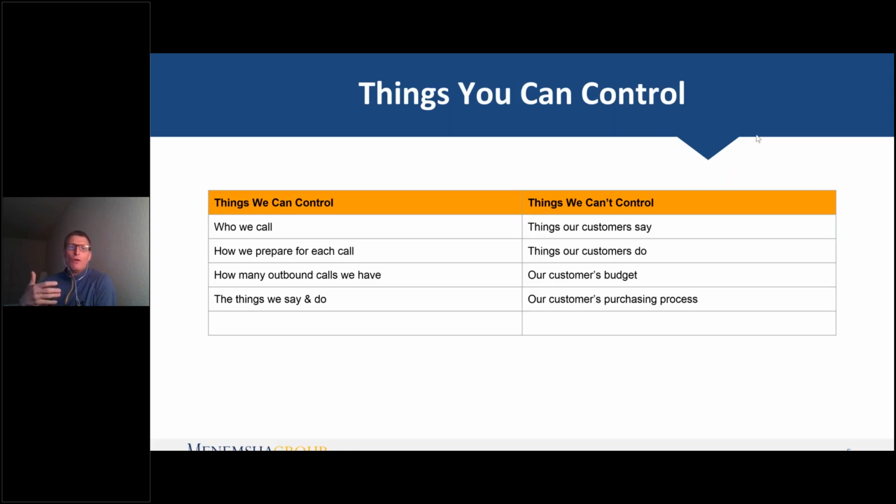But what we can do is actually control who we call. We can have control over how we prepare for each call. We can control how many outbound calls or how many reach outs we make to a prospect or to our customers, whether that be LinkedIn, phone, email, social media, text. And probably most important of all, we have 100% control over the things that we say and do.